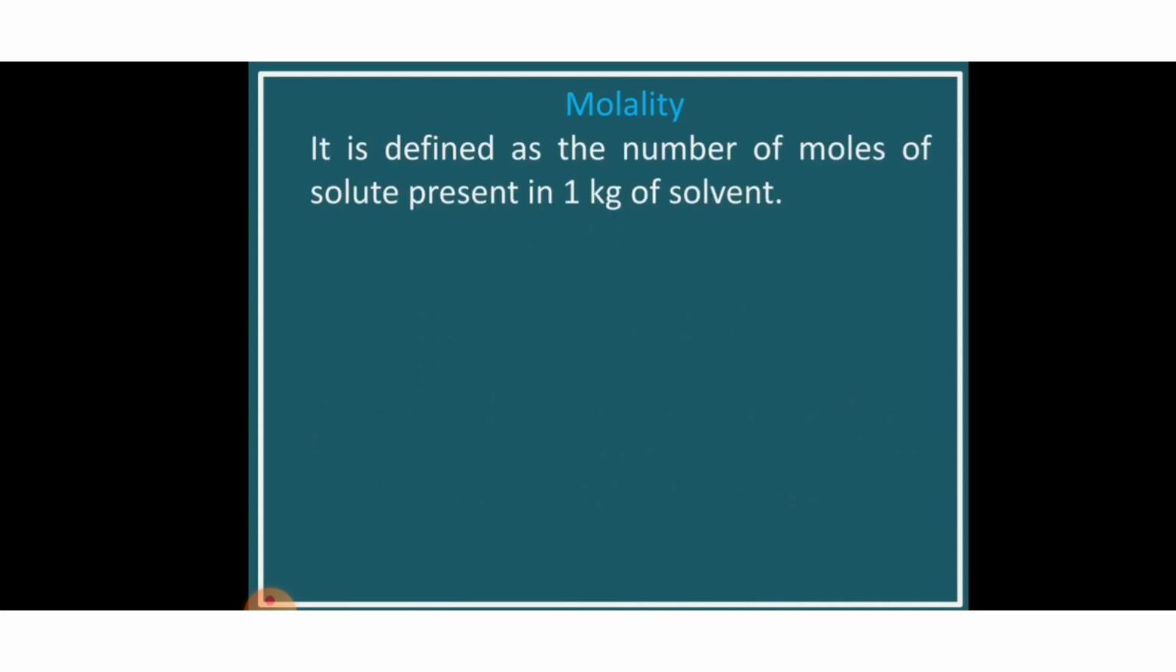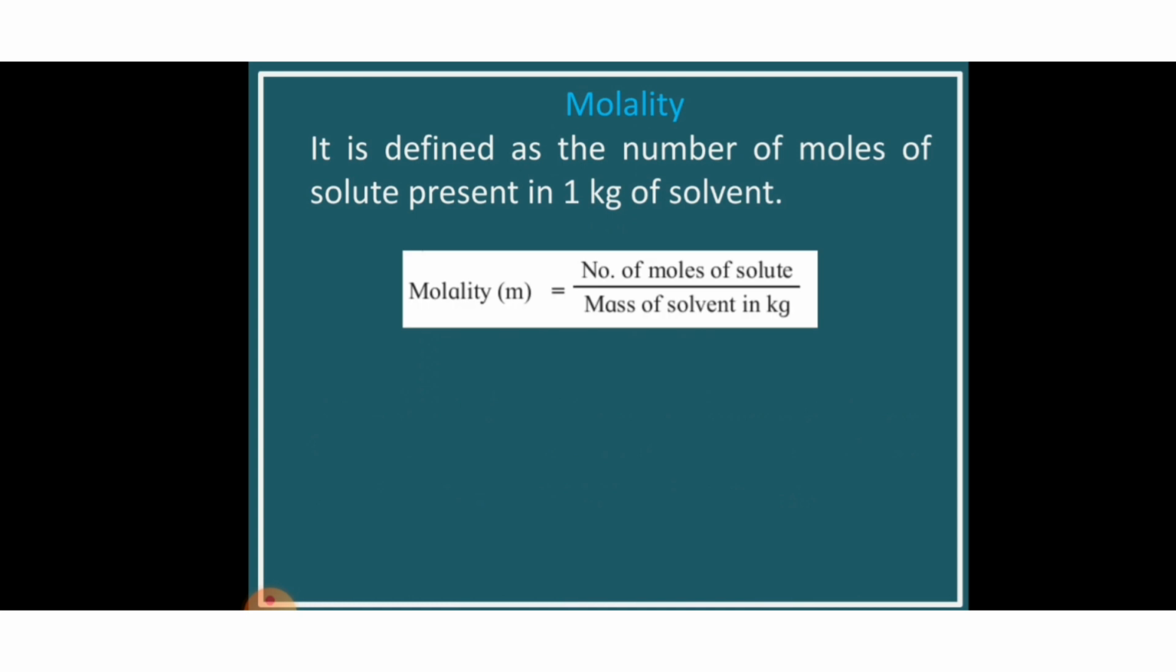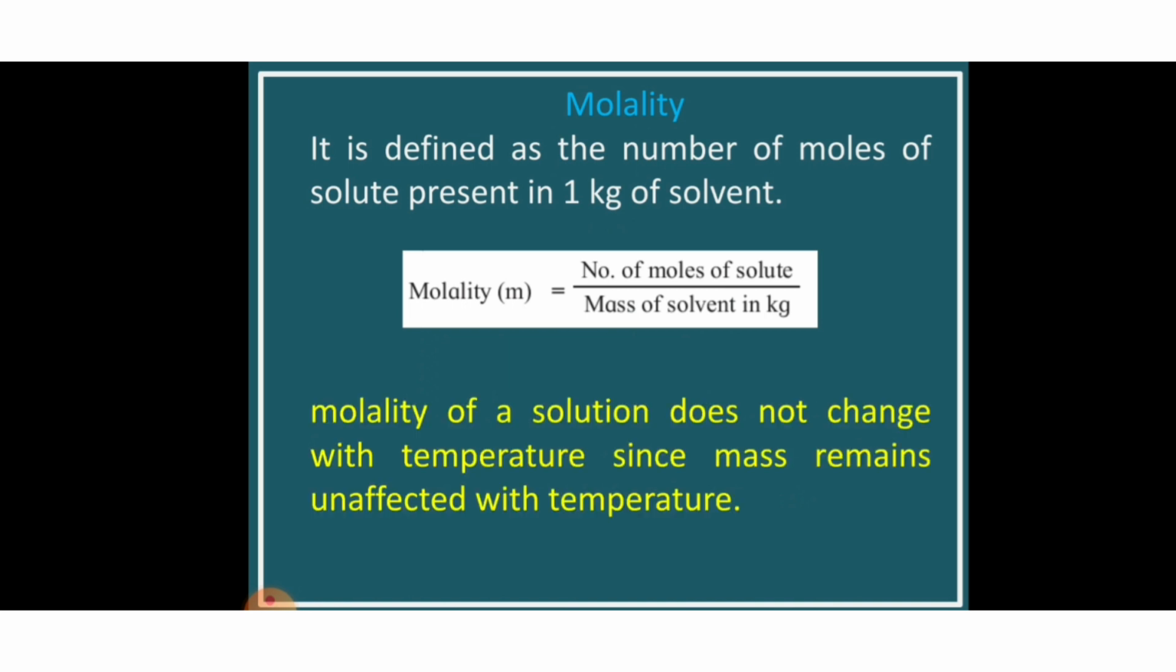Then molality. What is molality? Molality is defined as the number of moles of solute present in 1 kilogram of solvent. Formula for molality: molality is equal to number of moles of solute divided by mass of solvent in kg. Molality is denoted as small m. Molality of solution does not change with temperature since mass remains unaffected by temperature.